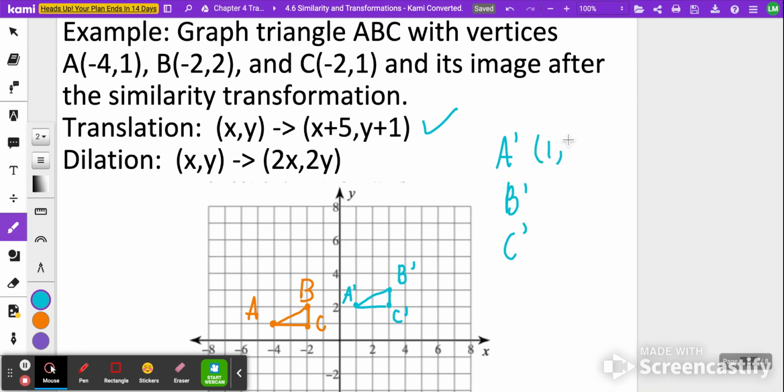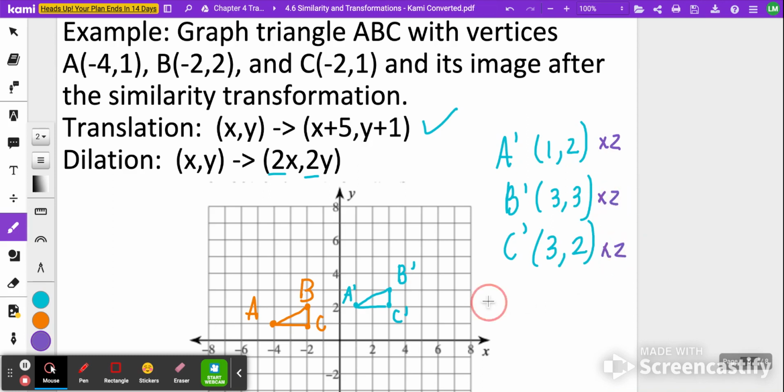A prime is at (1, 2). B prime is at (3, 3). And C prime is at (3, 2). What I want to do now is dilate it by a scale factor of 2. So that means all I'm going to do is take all my points and multiply them each by 2 to figure out where my new points would be.